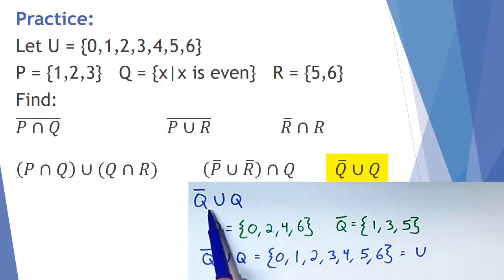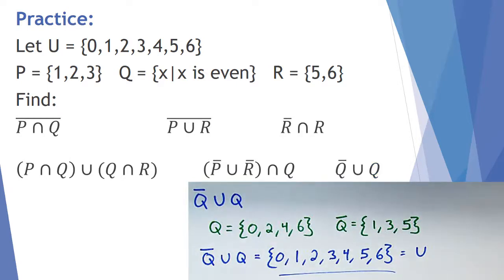And just as the intersection of a set and its complement yields the empty set, the union of any set and its complement will always yield the entire universe. And again, we're going to see that in one of our properties in a future lesson.